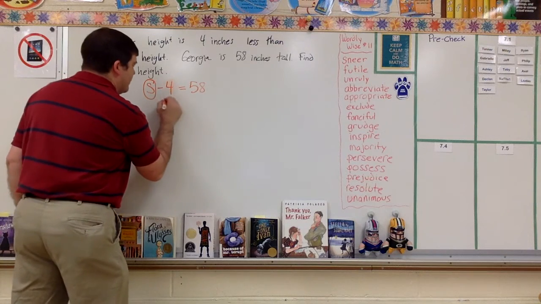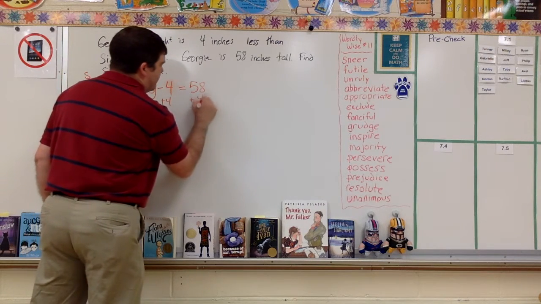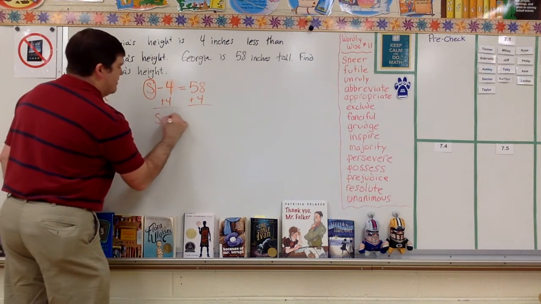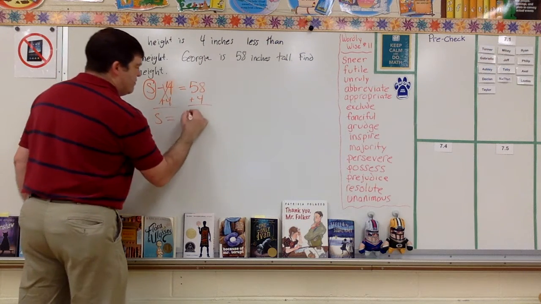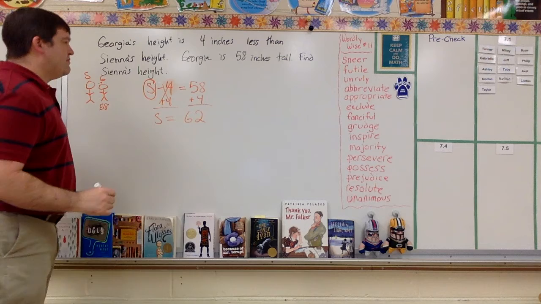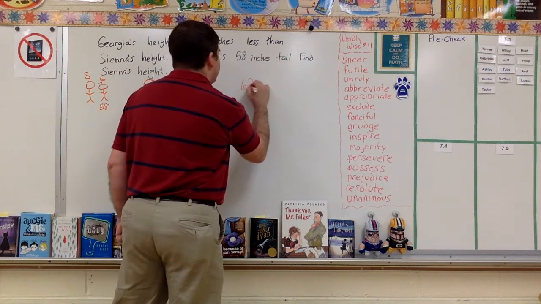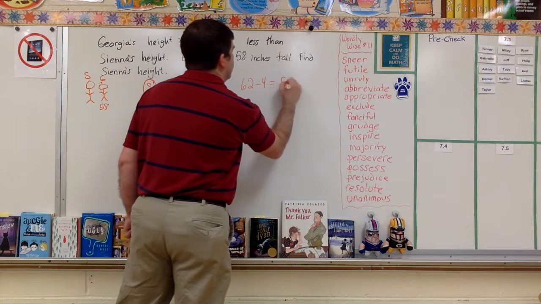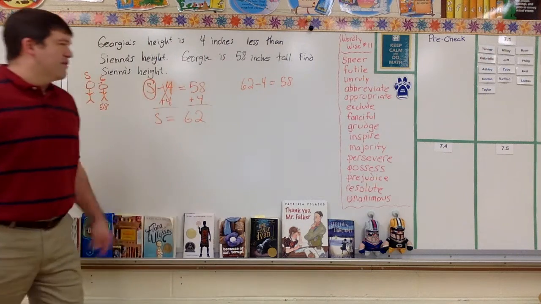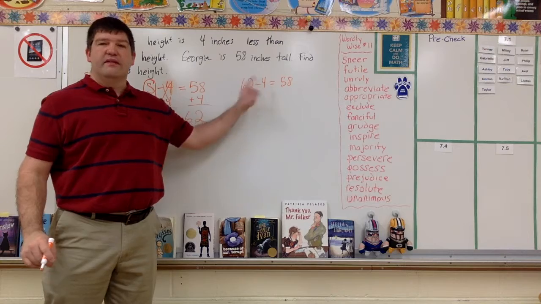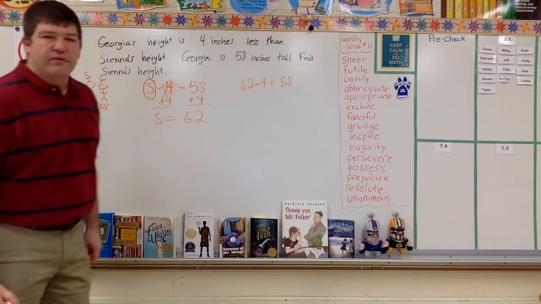I have a minus 4. I'm going to add 4, add 4. Okay, s, those cancel, equals 62. And then we want to check it. 62 minus 4 equals 58. Is that correct? 62 minus 4, that's 58, and 58. So we're good to go.